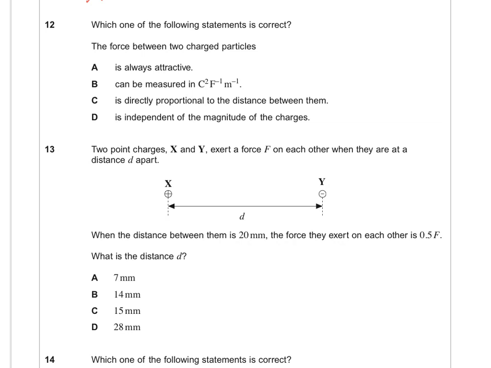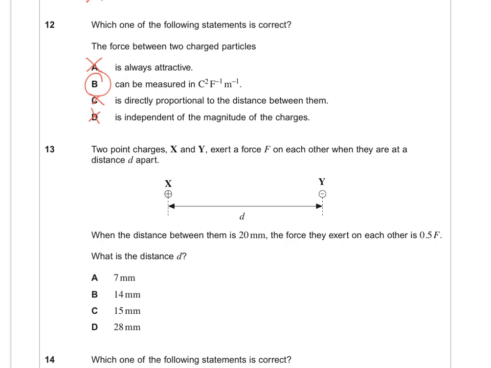Which one of the following statements is correct? The force between two charged particles is always attractive. Rubbish, sometimes it's repulsive. Can be measured in coulombs per farad per meter. Possibly. Let's see if we can eliminate the other two. Is directly proportional to the distance between them? No. It's inversely proportional to the distance squared. The independent magnitude? No. It's dependent on the magnitude. So it must be this one here.